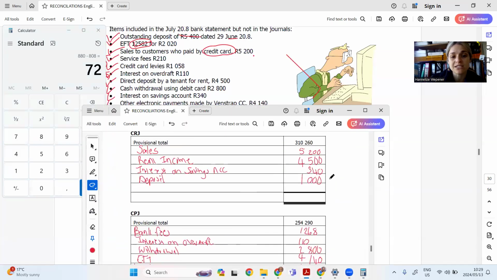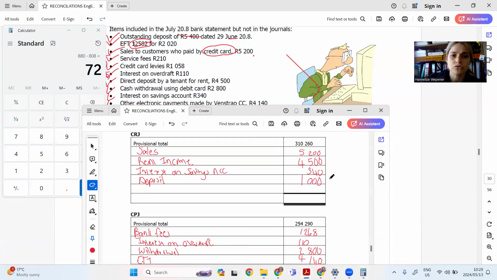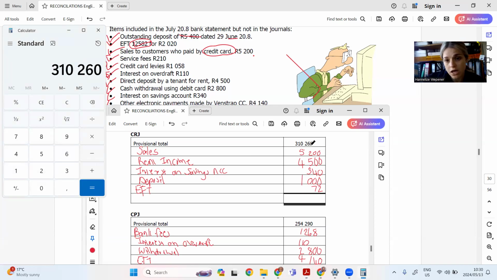So you now have to reverse that payment for it to reflect 72 Rand less. Therefore, you are going to go to your CRJ because remember, we don't do minuses in our journals. So you are going to go to that CRJ and you're going to say EFT 72 Rand because I accidentally said that I have more payments than what I actually have. So I'm just reversing it in a CRJ. So the only thing that you are going to do now is you're going to remember to include your provisional totals here when you are calculating your total receipts.